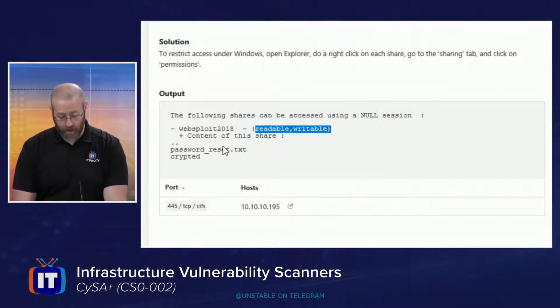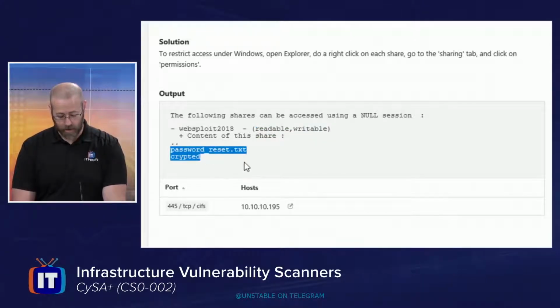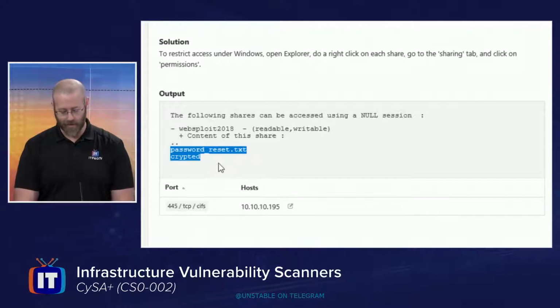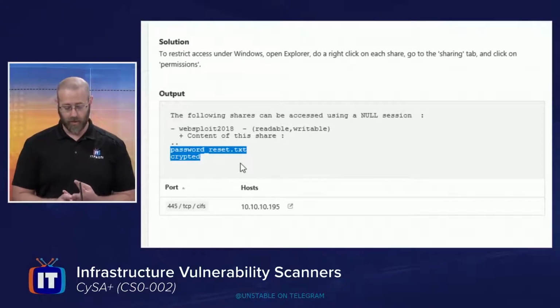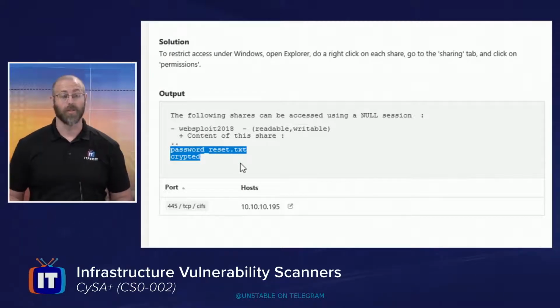And then, of course, here's the contents of the share. Looks like we got two files, password_reset.txt and something called cryptid. Now, of course, at this point, I will take this information. It has told me a lot, actually. It has told me that it was able to access a share. It didn't need any credentials to do it, and that there were contents in the share, and here's what they were. Also that I can write to it if I wanted to. That's always fun. Now I would validate that as an actual problem.